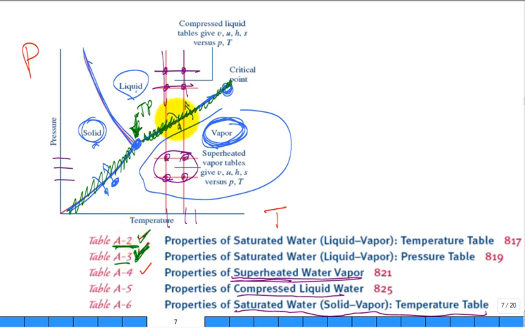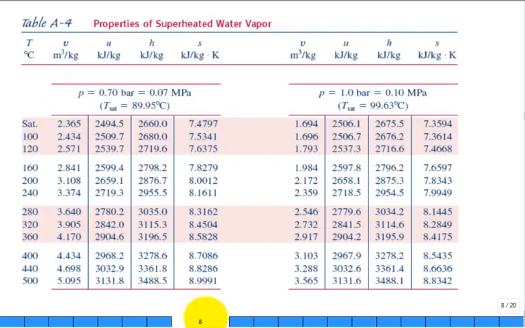Same. It's just whether or not you're coming in with pressure known and you're interested in temperature and other properties as a function of pressure, or you're coming in with temperature known and you're getting pressure as well as other properties. So let's take a look at the superheated table.